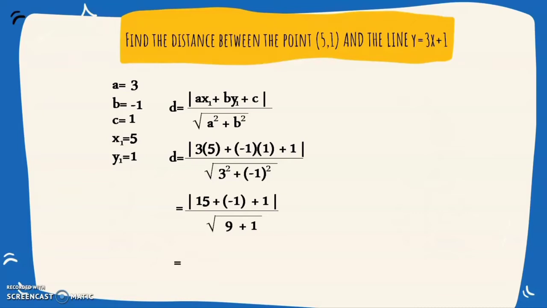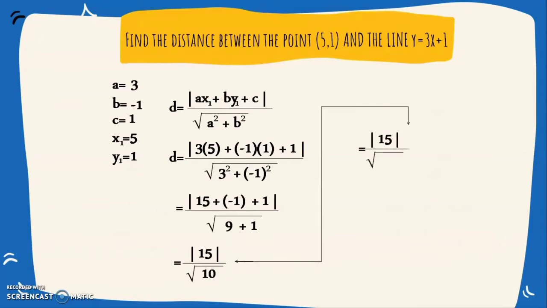We can expand the expression if we multiply the fraction by the square root of 10 over square root of 10. Then multiply the fractions. We have to multiply the numerators and denominators separately. Now we have 15 square root of 10 over 10. Reduce the fraction by 5. So the distance is 3 square root of 10 over 2.